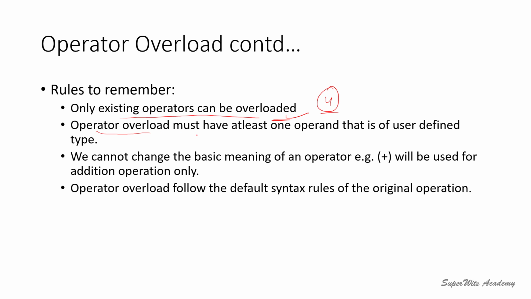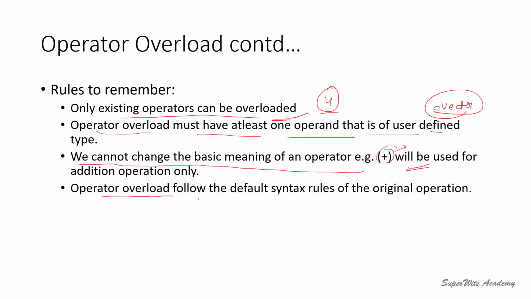Then, an operator overload must have at least one operand of user defined type. As we have defined CVector, at least one operand should be user defined. It's very important. We also cannot change the basic meaning of the operator. That means if the plus sign does addition, it will do the addition operation only. You cannot make it work for subtraction. It's a nomenclature you should follow, and this is a major rule, as it would create ambiguity in the logical implementation of the work.